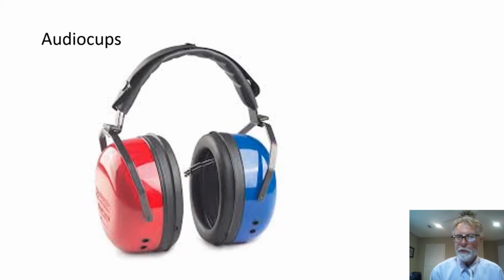Sometimes you can use these. These are called audio cups. They would replace the typical headband and the headphones that come with the audiometer and are calibrated to it. Those headphones would be installed inside of these audio cups. The audio cups are what we call circumaural enclosures. That's to do some noise reduction.